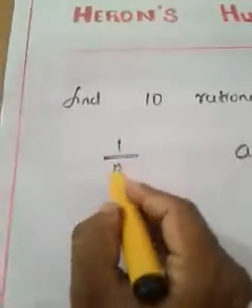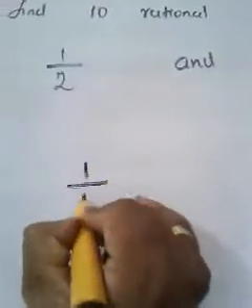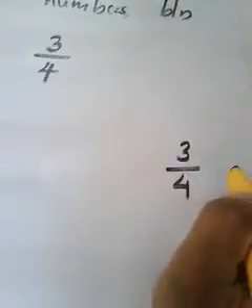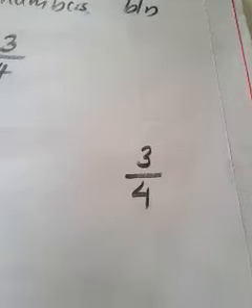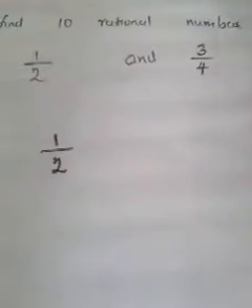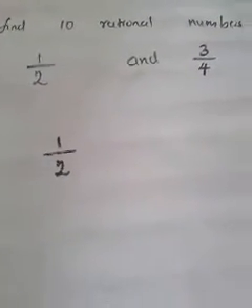Which is the first rational number? 1 by 2. Just write like that. And which is the second rational number? 3 by 4, as it is. What about the denominators? Here the denominator is 2, here the denominator is 4. Both denominators are different. No problem, it will not affect us.